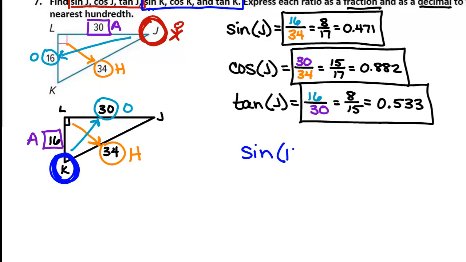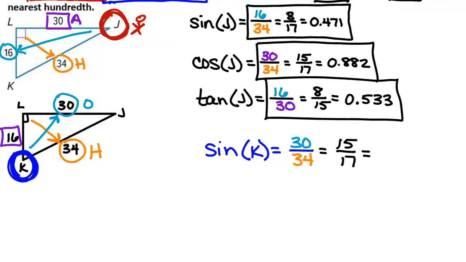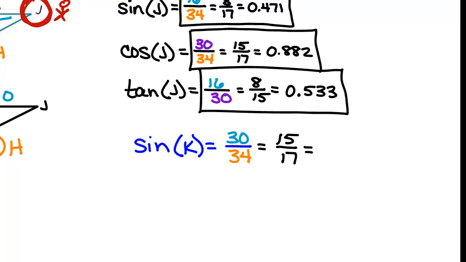So sine of angle K, opposite over hypotenuse. My opposite side is now 30. Hypotenuse is still 34. 2 goes into both of those. That would be 15 over 17. That's exactly the same as cosine of angle J. Sine of K and cosine of J are the same.